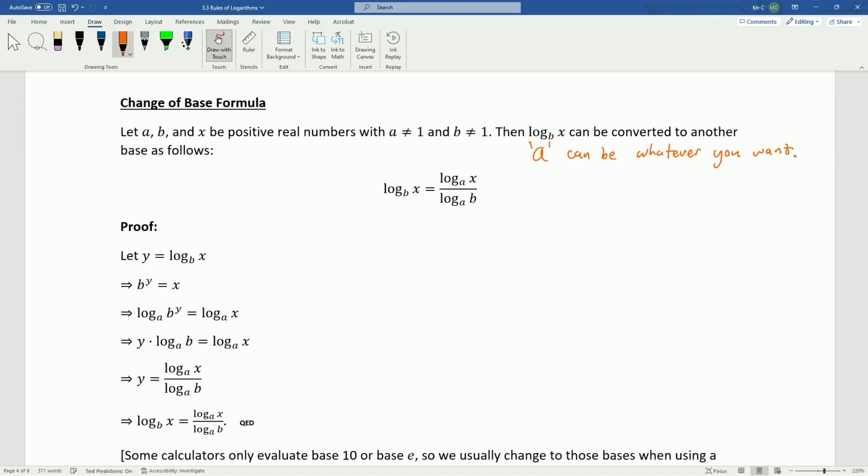It doesn't matter what you pick for your new base a, it will always work. It will always be equal to log base a of x over log base a of b, as long as a is a positive number not equal to 1, because that's all logarithmic bases can be. So typically, the most common ones you will use are the natural log of x divided by the natural log of b, or log base 10 of x divided by log base 10 of b. Those are the most common ones.